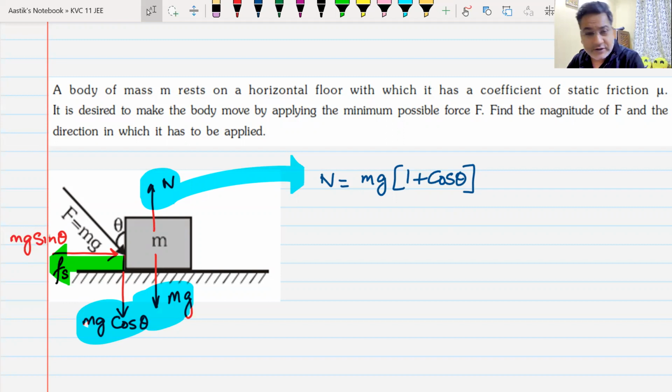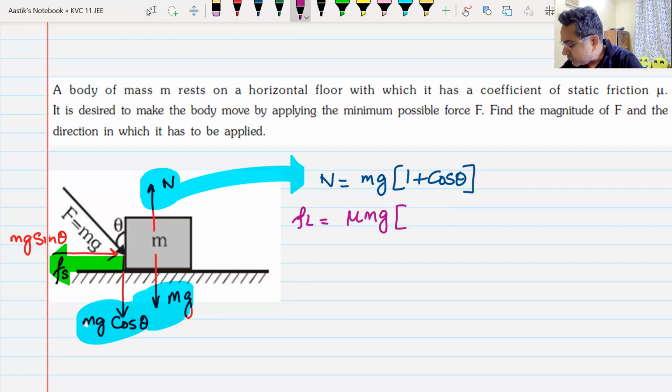Now the value of static friction can go up to the maximum limit, and when this maximum limit is less than your force, the block will remain stationary. If your force becomes more than that maximum limit, the block will move. So let us find out the maximum value of static friction, Fl. Fl is equal to mu multiplied by N. So this is mu mg into 1 plus cos theta.